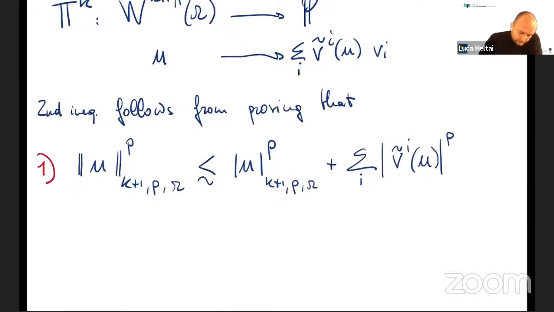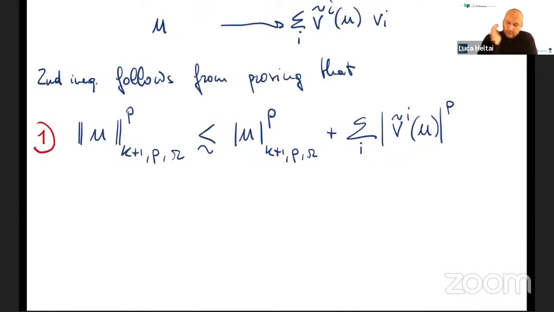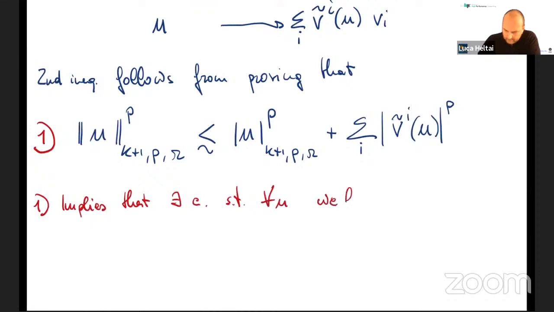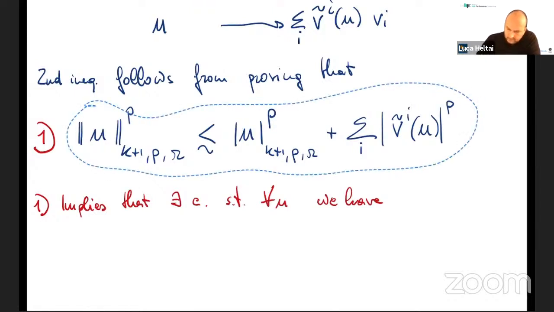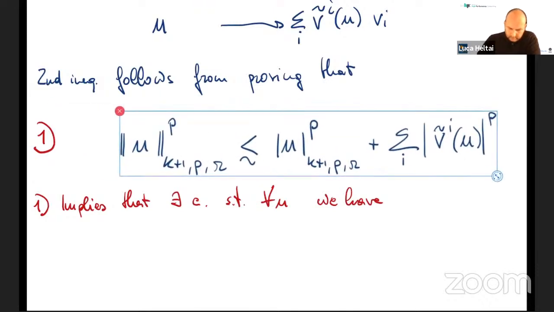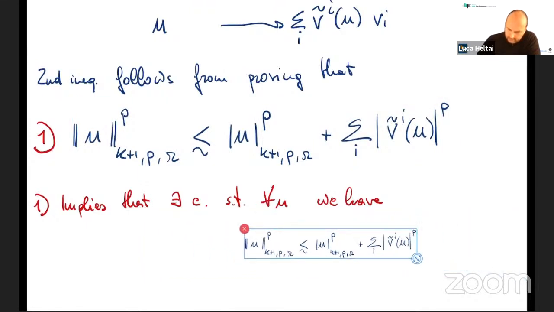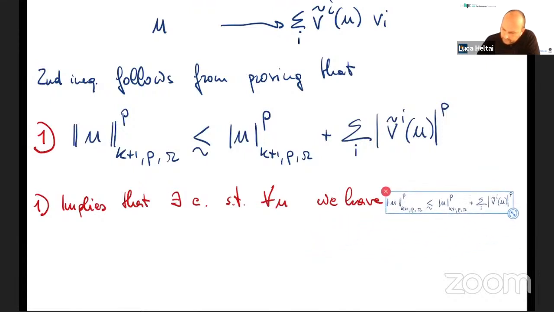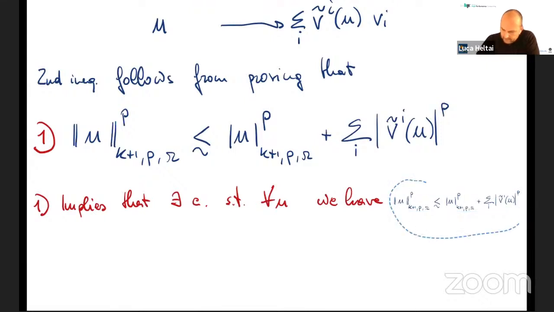this is true. Okay, so one. How do we show this? So one implies that there exists a constant C such that for any U, we have the inequality. I'll copy this. Make it smaller. Put it here. And make it red. For any U, not for any arbitrary U, but for any U in W k plus one, p.